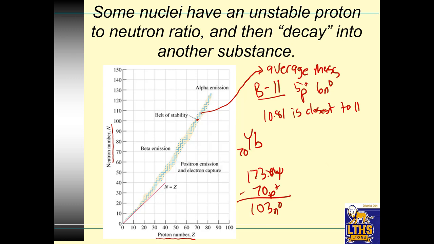Now, if I had something like ytterbium-190, ytterbium-190 would have 120 neutrons and 70 protons. Here's 70. If I went up to 120, oh no, that's not stable. So that means you're going to be radioactive and you're going to start heading this way to get to the band of stability.